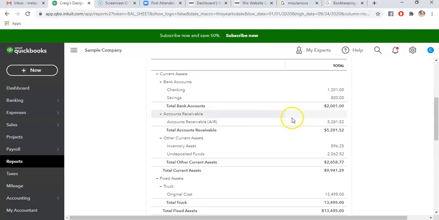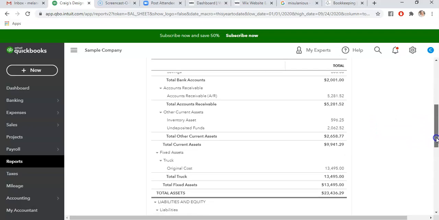And then you want to look at your accounts receivable. This is a little bit ahead of time, but if you have a lot of accounts receivable, you might want to follow up with some of your clients now and see when they can pay those dues to you. And then your inventory. Is your inventory accurate and correct?